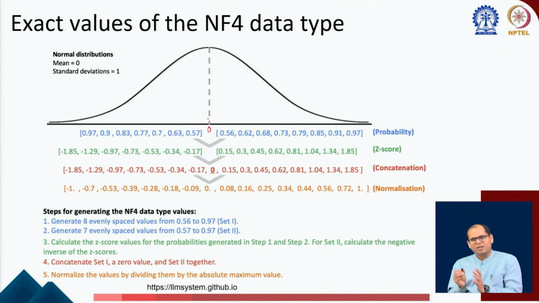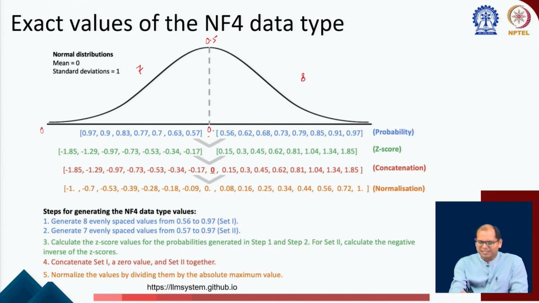Now you find equally spaced probabilities. If you start from here, where will the probability become, say, 0.5 up to here? Now you can go to the right. Let's say I want to pick 8 values on the positive side and 7 on the negative side, and 1 will be 0. So I'll have 16 values. How will I pick 8?